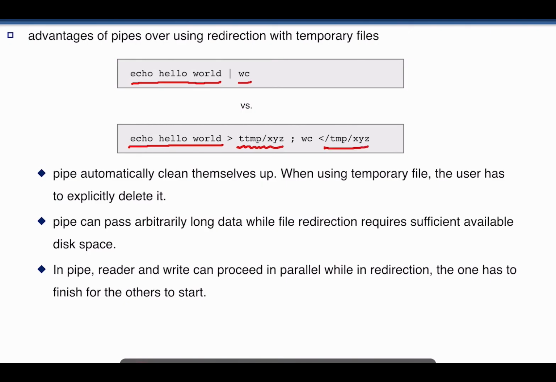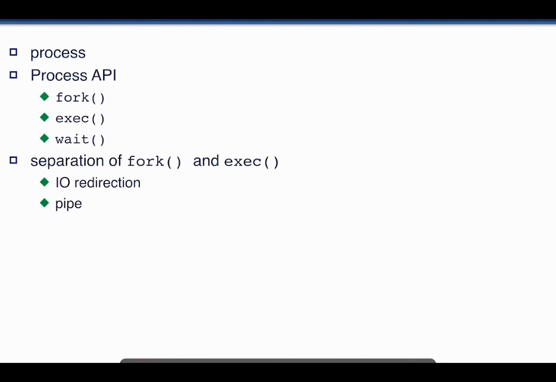Also, with pipe, the child and parent execute concurrently. But if you use a temporary file and IO redirection, you cannot start WC until you finish echo hello world. We have explained the concept of process, and we covered the basic APIs for manipulating processes: fork, exec, and wait. And also, as the last part, we have explained the reason behind separating fork and exec.